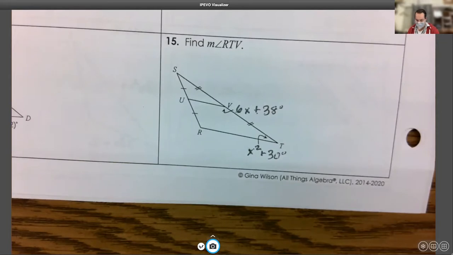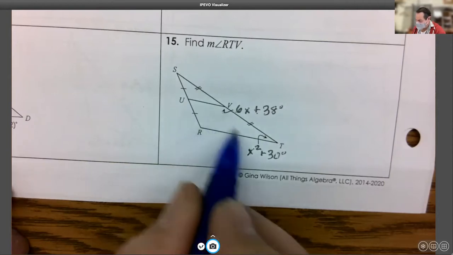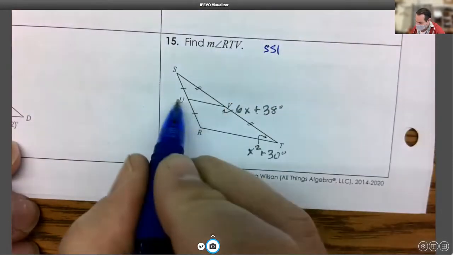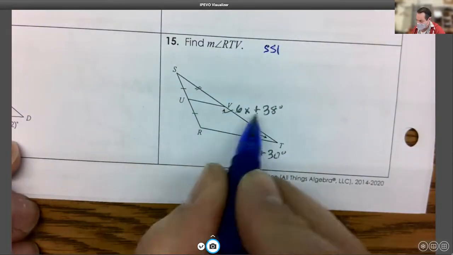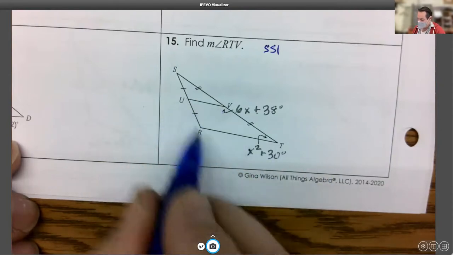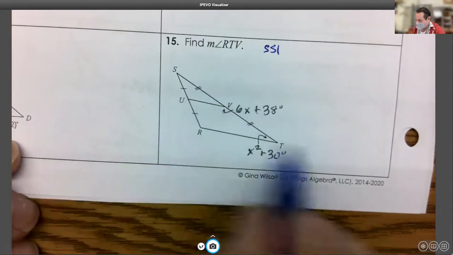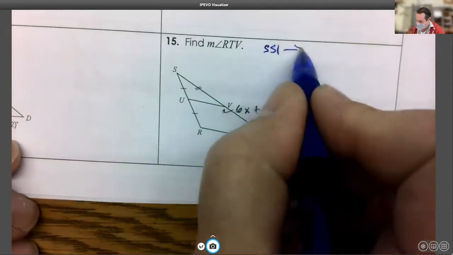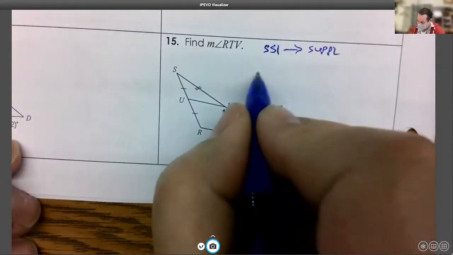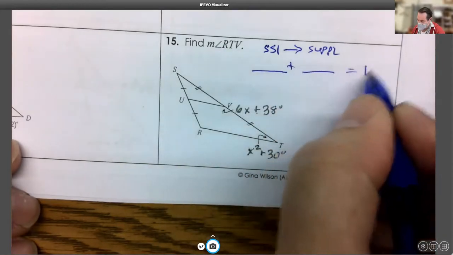I see x's, so I have to set up an equation. How do I determine what that equation is? You guys agree that these 2 angles marked are same side interior angles? If these 2 lines are parallel, which is what's true if they're mid-segments. They're mid-segments because of midpoints. If mid-segment, then parallel. If parallel, then same side interiors are what? Good, supplementary. And if supplementary, then those 2 things add up to make 180.